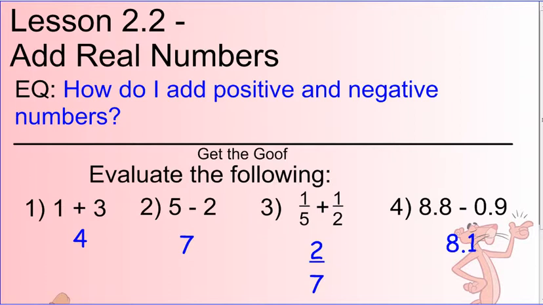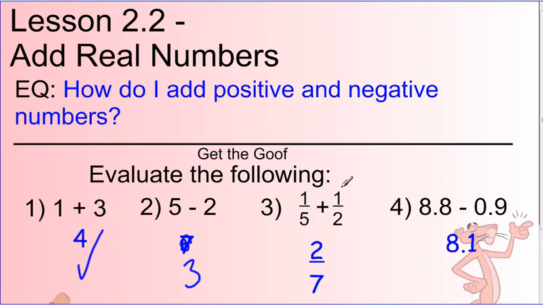So here we have four problems with goofs. Number 1 is adding 1 plus 3. Does that equal 4? I sure hope so. That one's good. Number 2, 5 minus 2. Well, it's not 7, it's 3.